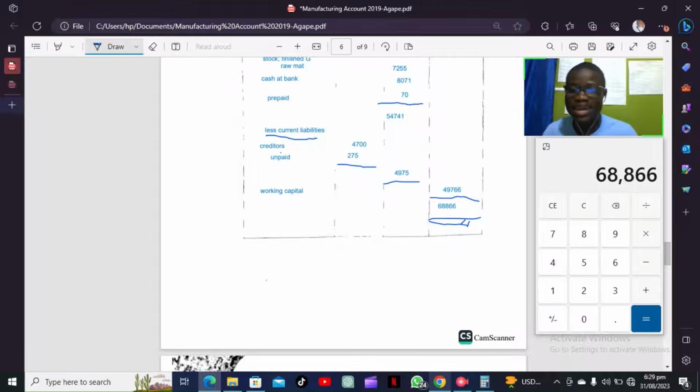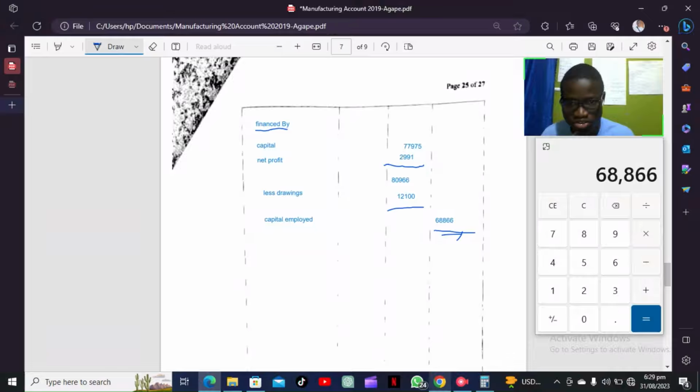So it has balanced: 68,866 kwacha. Also here, 68,866 kwacha.